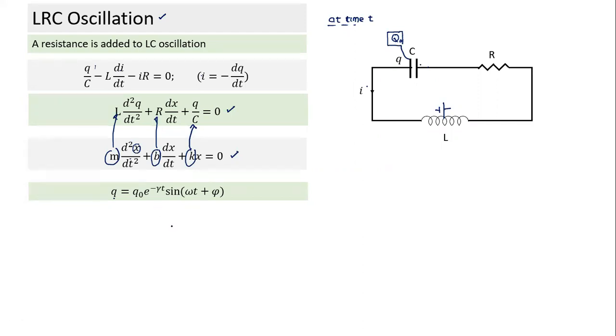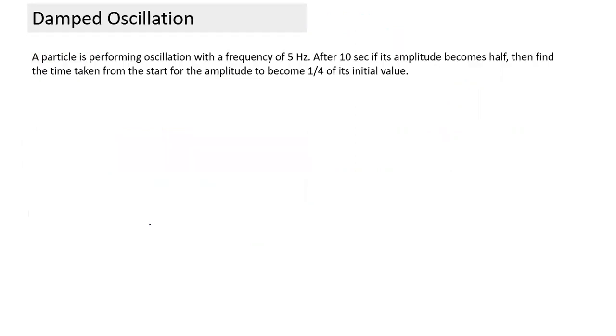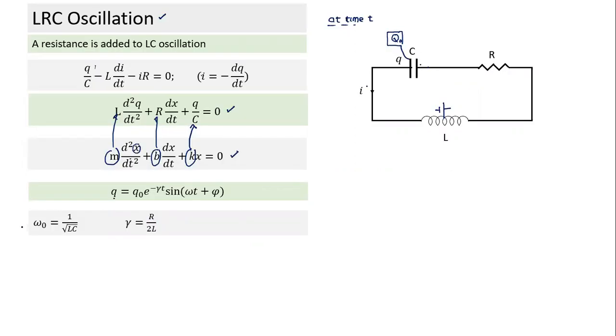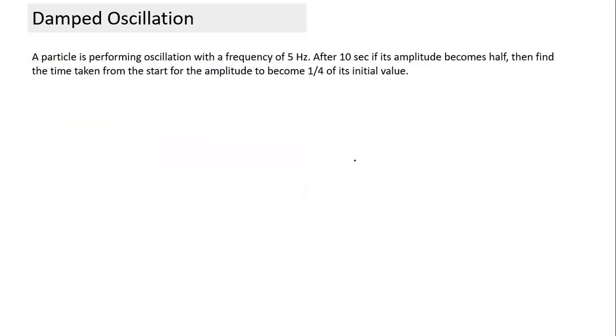So what is gamma here? Omega naught is 1 by root LC, and in place of B by 2M, gamma becomes R by 2L. It is a similar substitution, and the rest is all the same. That is how we use LRC oscillation, and here also the energy will keep diminishing. Let me look at some questions based on this concept.